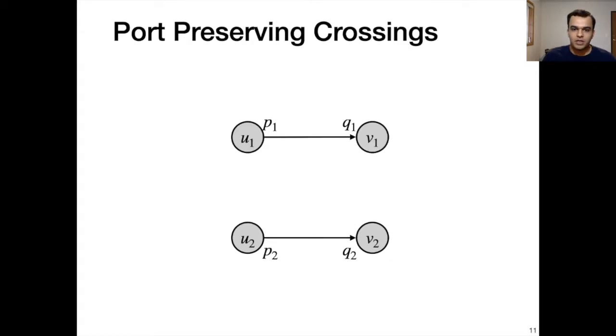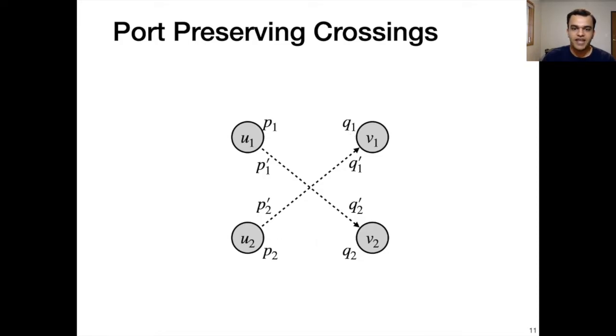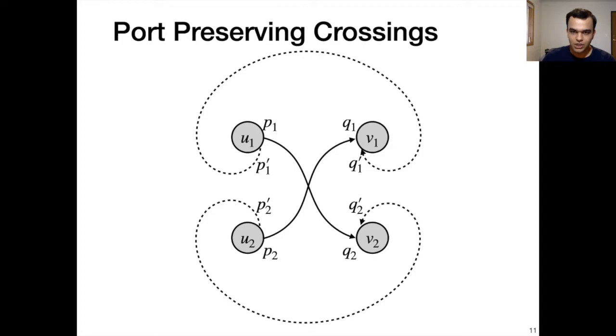So let's define an operation called port preserving crossings, which will be instrumental for proving our KT0 lower bound. Consider two edges, u1 v1 and u2 v2, and we wish to cross them as shown here. Now, we also need to worry about the network edges that are between u1 v1 and u2 v2, that is u1 v2 and u2 v1. So we take the two bold edges and we cross them as we wanted, and the two network edges now need to be crossed as shown here.